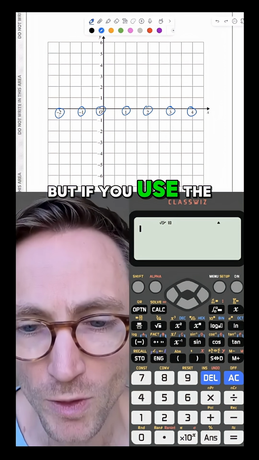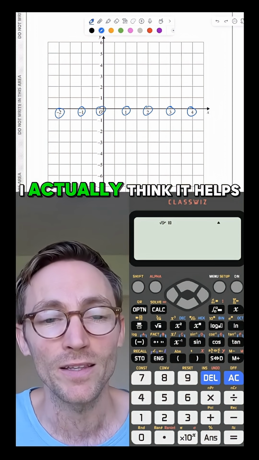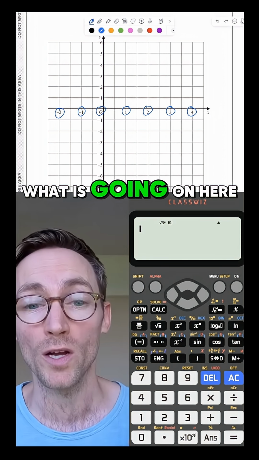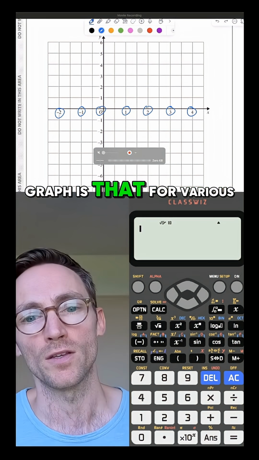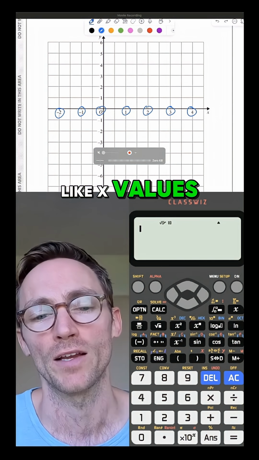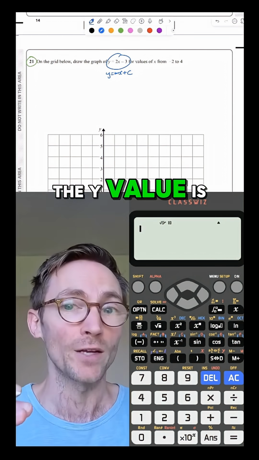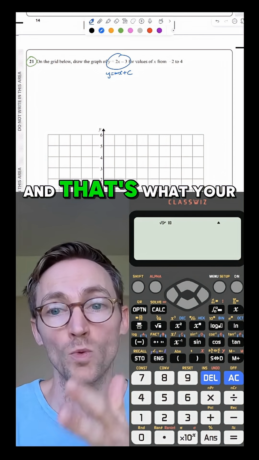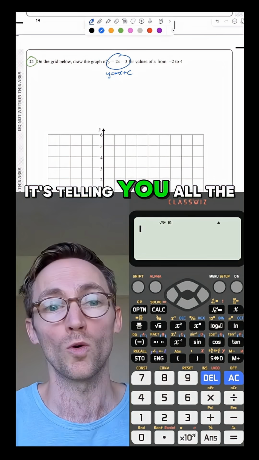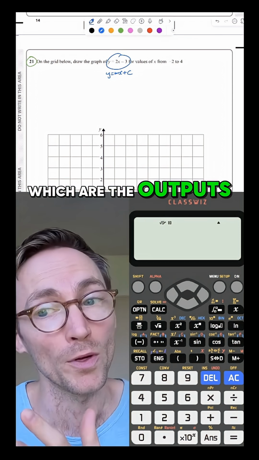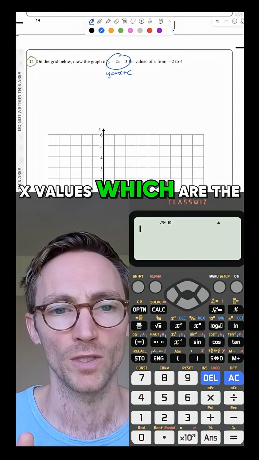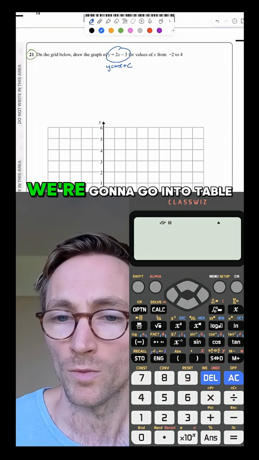But if you use the calculator hack, I actually think it helps you to understand what is going on here. The whole point of a graph is that for various x values, this equation tells you what the y value is for each x value. And that's what your calculator is doing. It's telling you all the different y values, which are the outputs, for all of the different x values, which are the inputs.